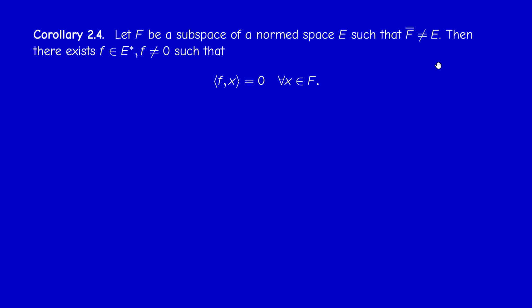Consider a subspace F of a normed space E, which is not dense in E, so its closure is not equal to E. Then there is a non-trivial element in the dual that vanishes on F. So this is the contrast here: f does not vanish on E, it is not the zero map, but it vanishes on F. How do you prove that? This is really interesting, and we asked it in an exam some time ago.